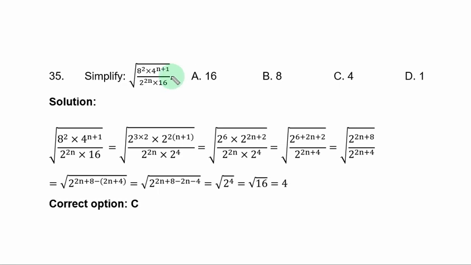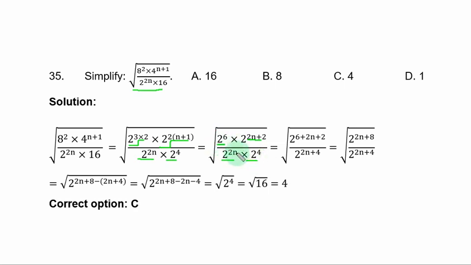Question 35. Simplify square root of (8 squared times 4 power n plus 1) over (2 power 2n times 16). What we need to do first is to express all the bases to the lowest base of 2. You can express 8 as 2 cubed times the existing power 2. You express 4 as 2 squared times power of n plus 1. This term remains the same. You express 16 as 2 power 4. If you simplify by multiplying the powers, you have 2 power 6, that is 3 times 2, times you have 2 times n plus 1, that is 2n plus 2. This remains the same, and you have 2 power 4.